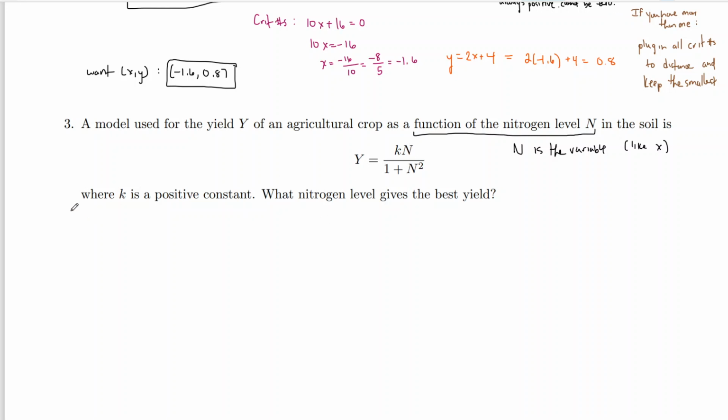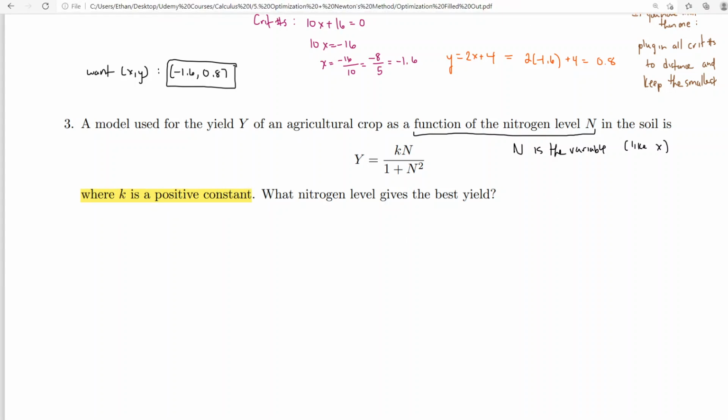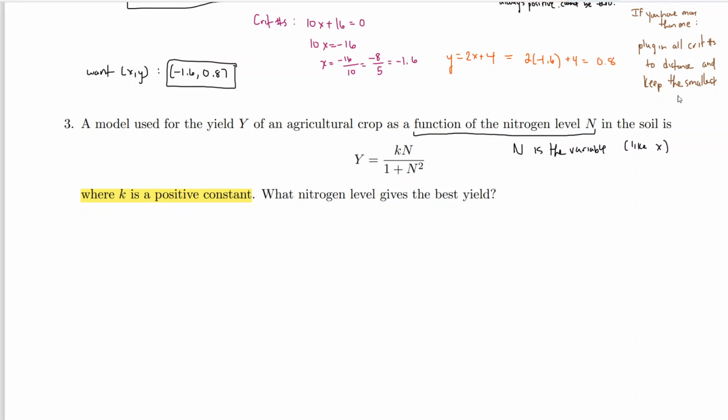Right, now k is a positive constant. Whether it's important that it's positive or not remains to be seen. It might be important that it's positive, but the main thing is that it is just a number. So all a constant means is it's just a number. And it must be the fact that it's not important to know what k actually is to do this problem.